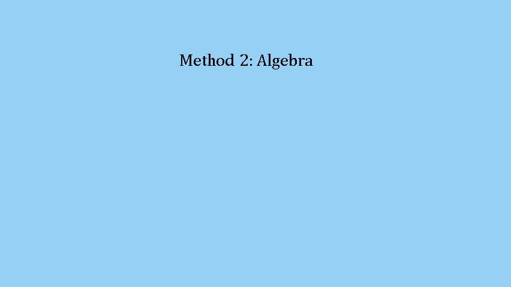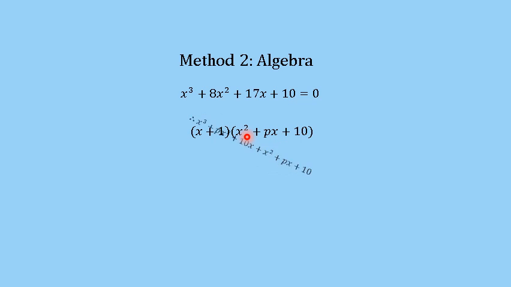Method number 2, algebra. So we have x cubed plus 8x squared plus 17x plus 10 equals 0. So this is how we do it. Since we know that x plus 1 is a factor, we write x plus 1 into x squared plus px plus 10. Now we must determine the value of p. We don't know the value of p. So what do we do? We remove the brackets.